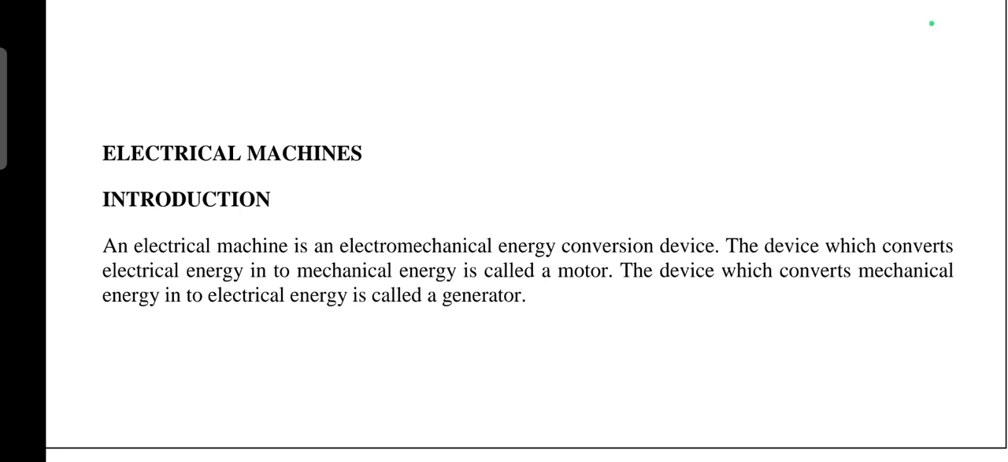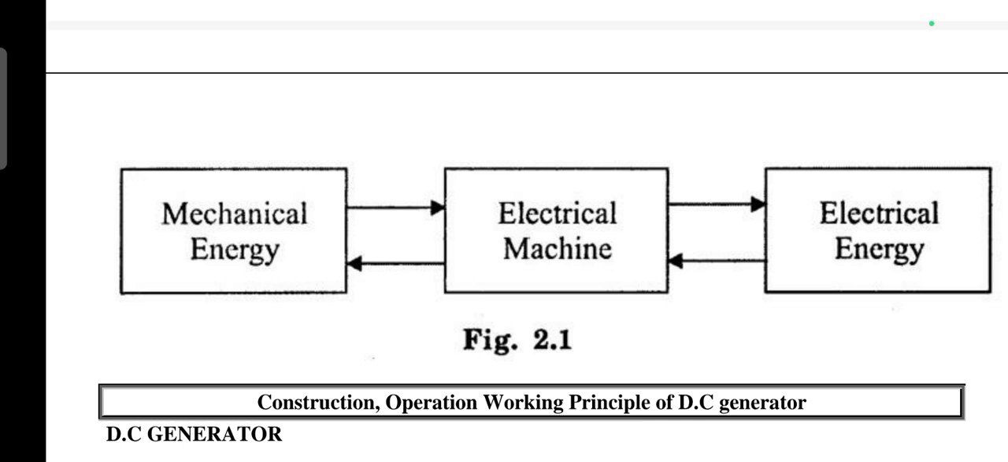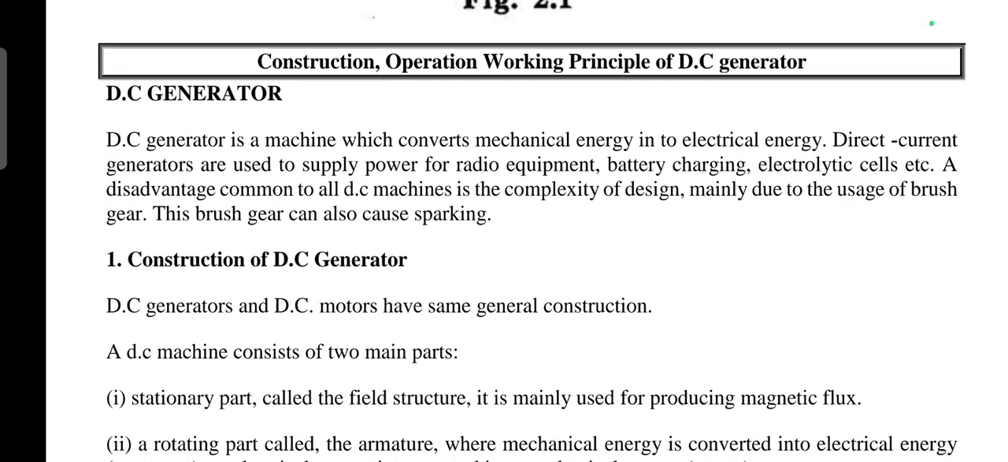In a generator, the mechanical energy is converted to electrical energy, and in a motor the energy is converted from electrical to mechanical. This is the block diagram for electrical machines, where the mechanical energy is converted into electrical energy, or else the electrical energy is converted into mechanical energy. In the next topic we have to see about the construction, operation and working principles of DC generator. A DC generator is a machine which converts mechanical energy into electrical energy.